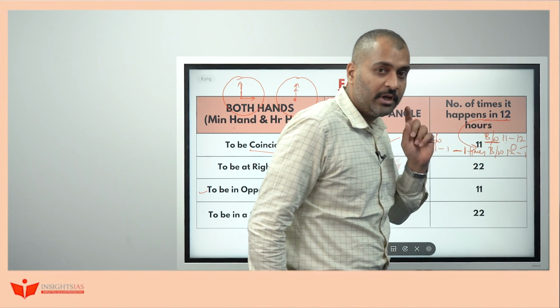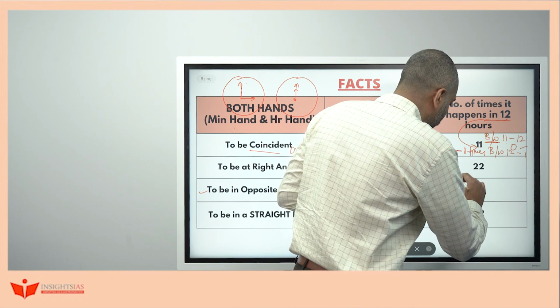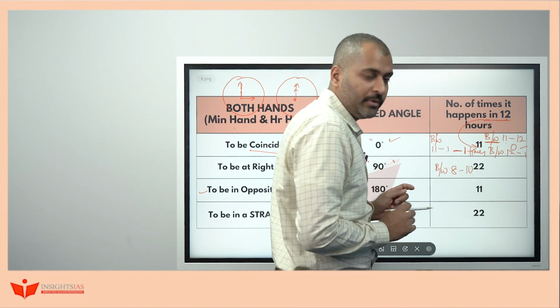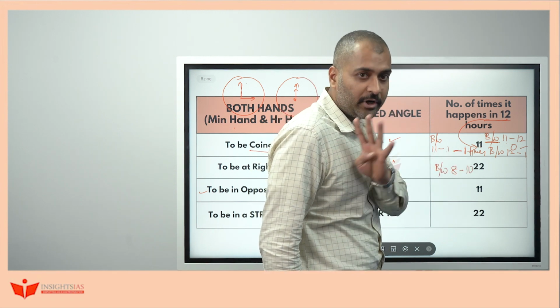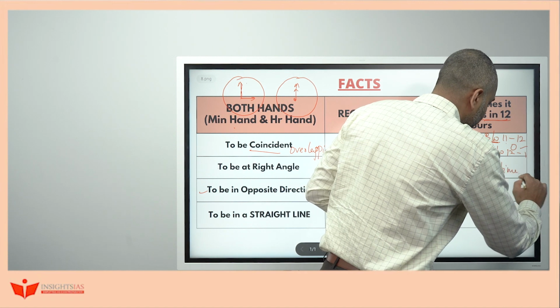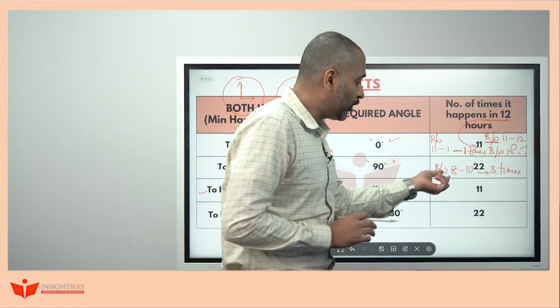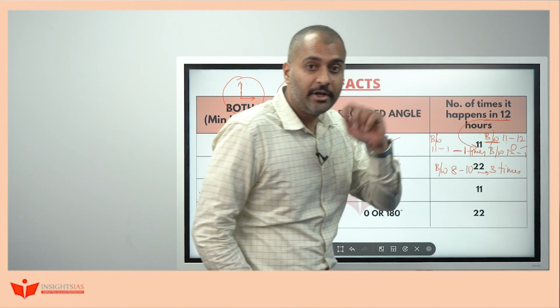We are getting 22 because between 8 o'clock and 10 o'clock, it was supposed to make an angle of 90 degrees 4 times. But they will make only 3 times. Note this point here. Between 8 to 10, only 3 times. Hence, in 12 hours, 22 times.